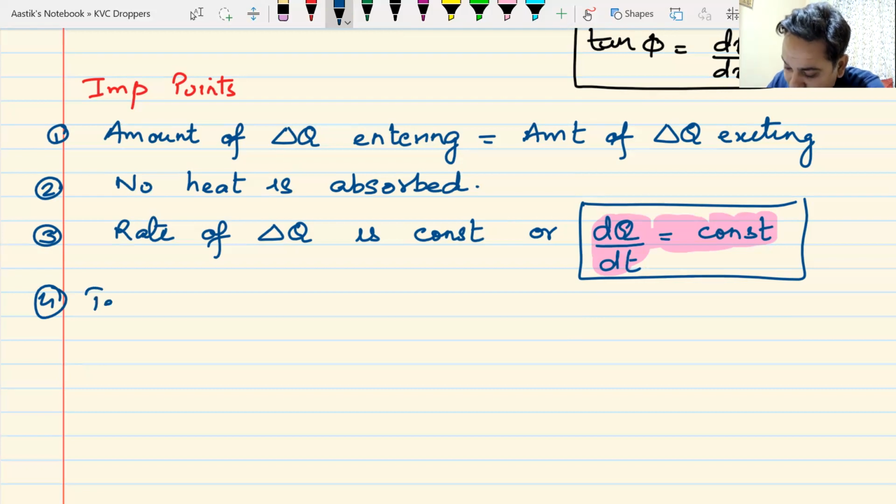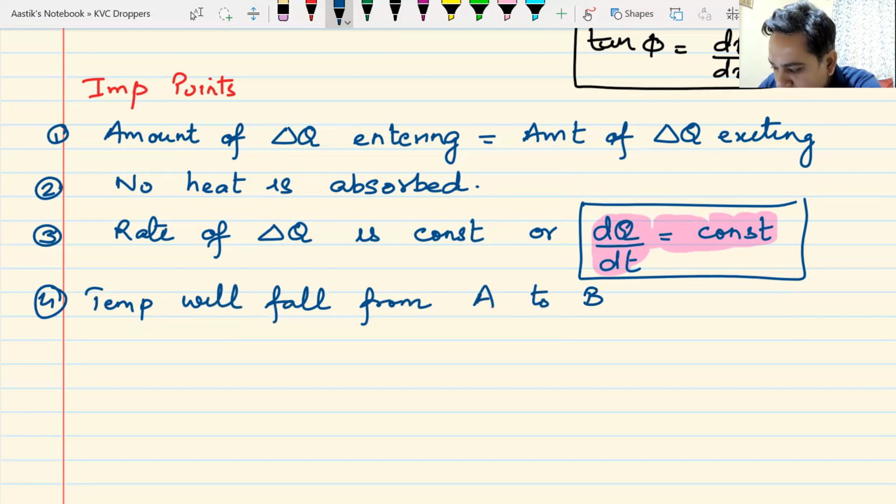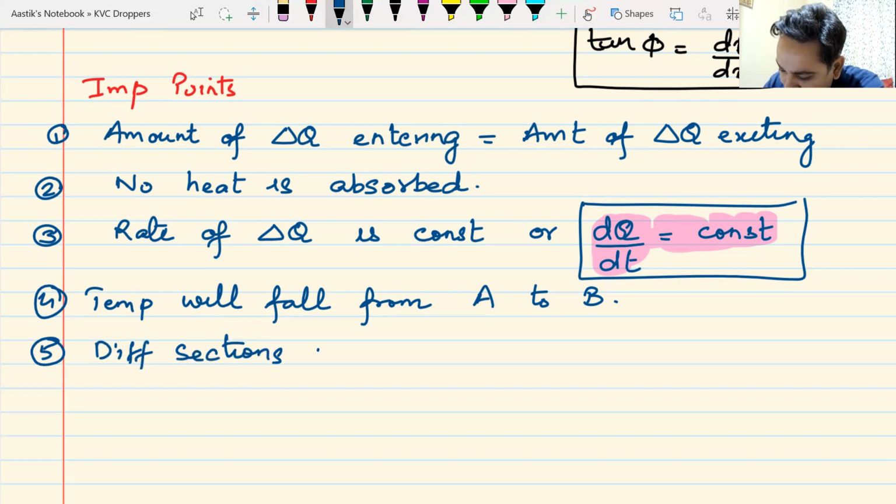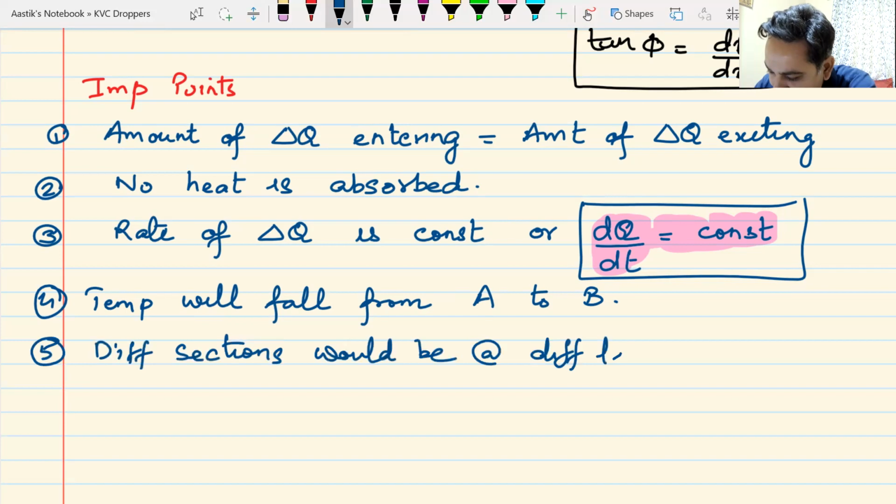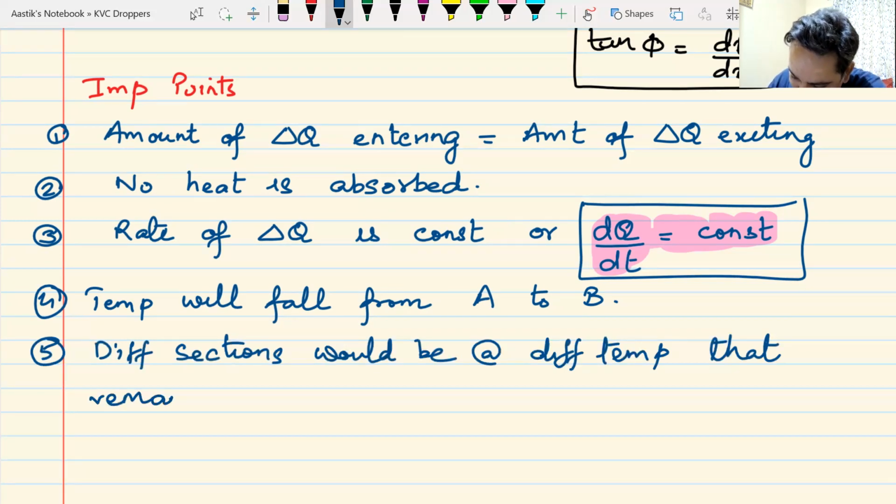Now, again, temperature will fall from one end, that is A, to end B. So one end is at temperature T1, the other end is at temperature T2, and the temperature will keep on falling or rising the way you see it from end A to end B. Different sections, if I take different sections, would be at different temperatures that remain constant with time. Do we understand this?